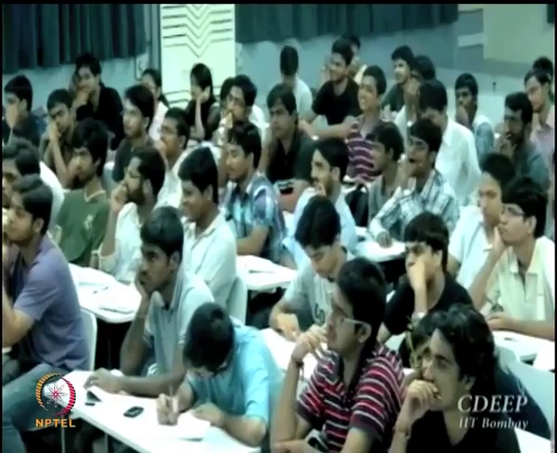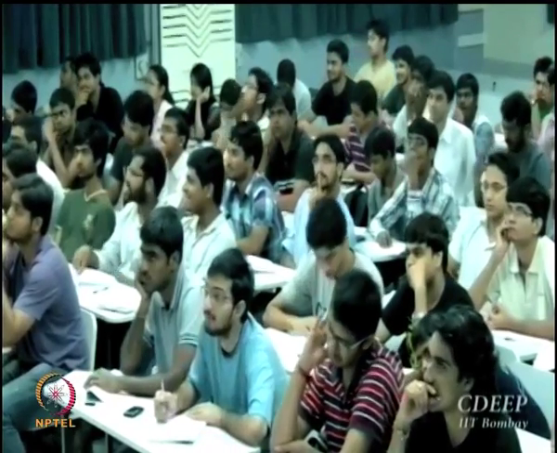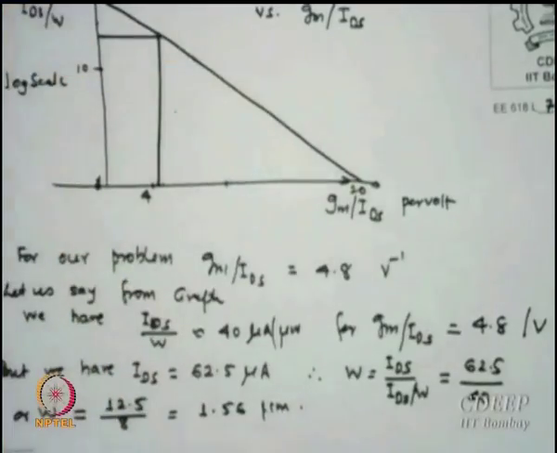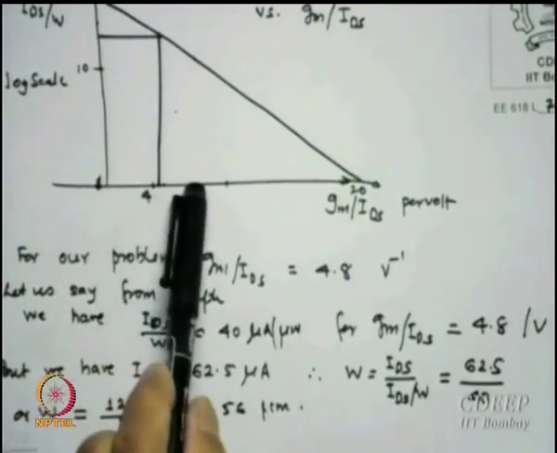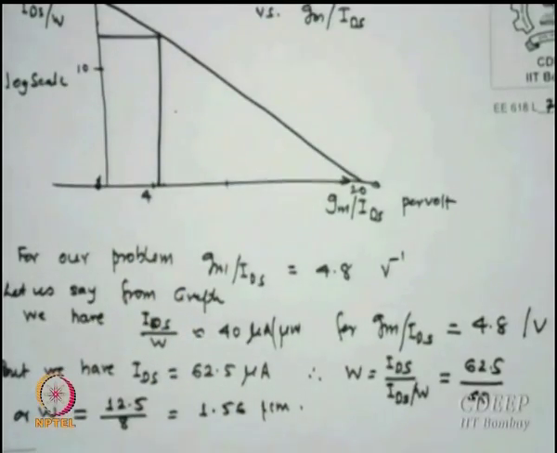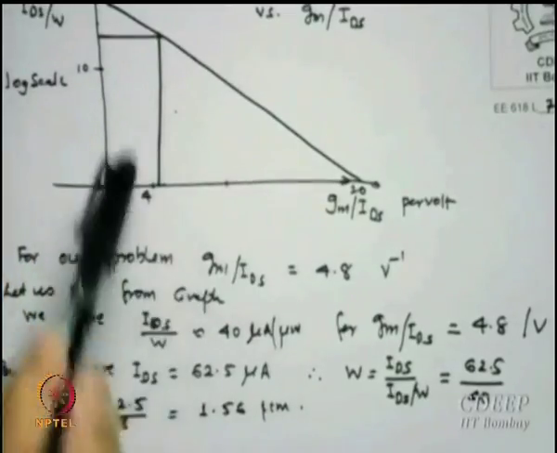Instead of plotting this graph in that fashion, if I plot logarithmic, 1, 10, 100 on a log scale against GM by IDS, it may look more like a linear graph. You must know how the logarithmic term behaves. Not exactly linear, but close to linear. Now for that earlier problem which I solved, GM by IDS was 4.8 per volt. So I go on this graph. For this GM by IDS, I actually figure out what is IDS by W.